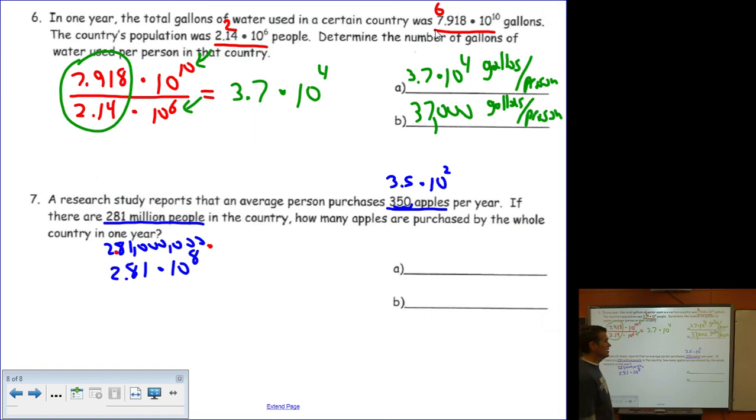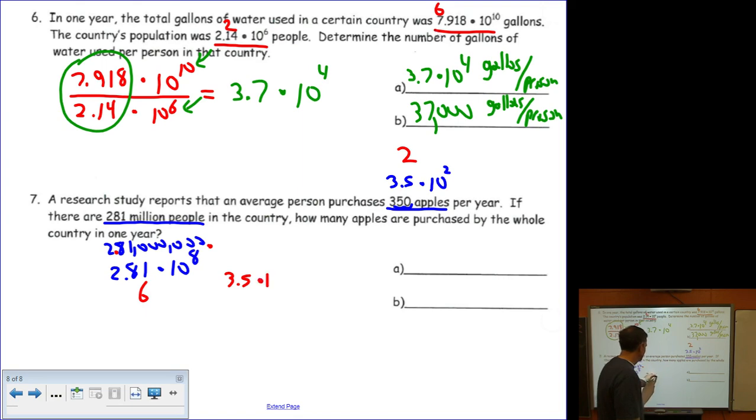Now I'm ready to do the problem. An average person purchases 2 apples per year. If there are this many, 2.81 times 10 to the 8th, that'd be 6 people in the country. How many apples are purchased by the whole country? So let's see, there's 6 people. They each buy 2 apples. That's 12 apples per year. That would be 6 times 2. This is a multiplication problem. Let me go ahead and multiply these 2 numbers.